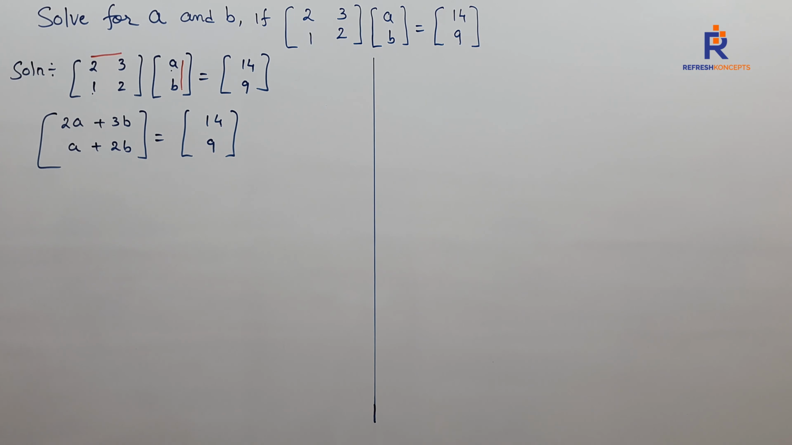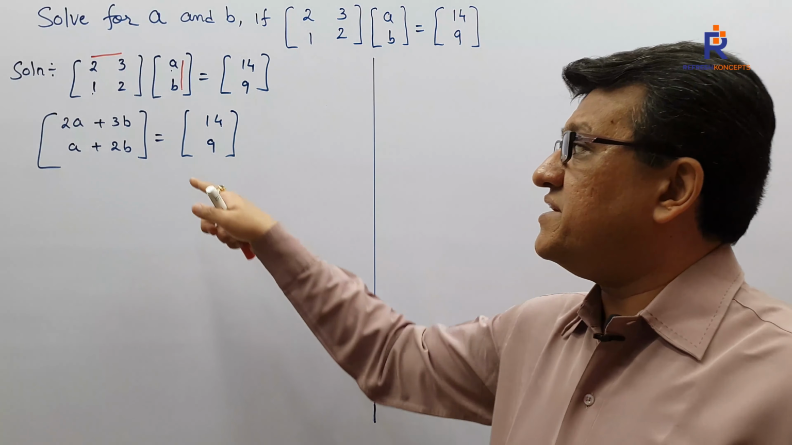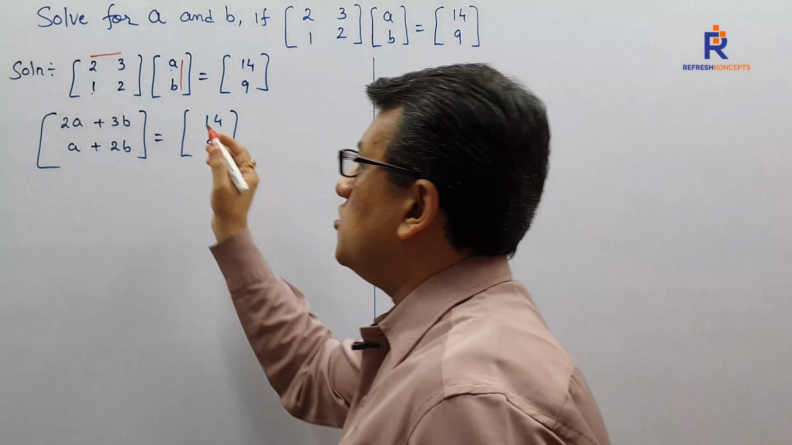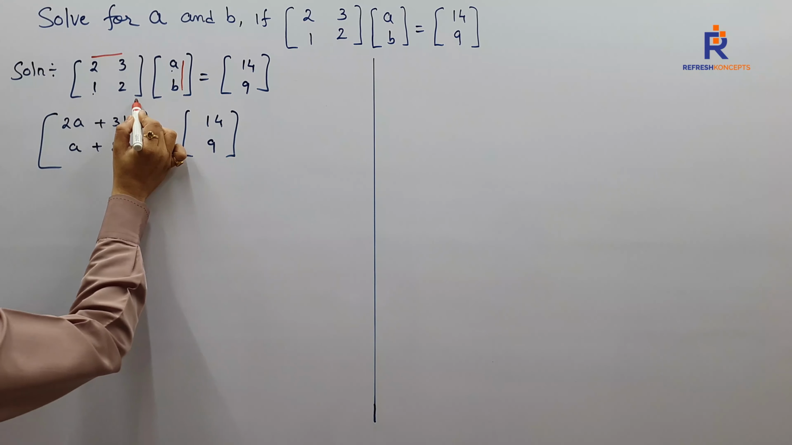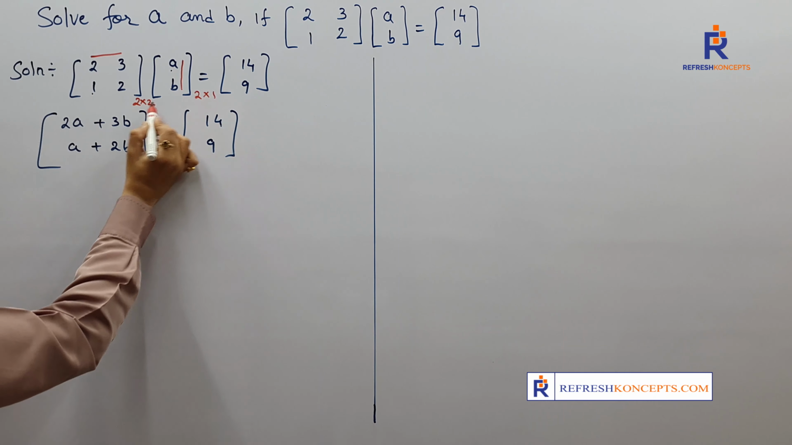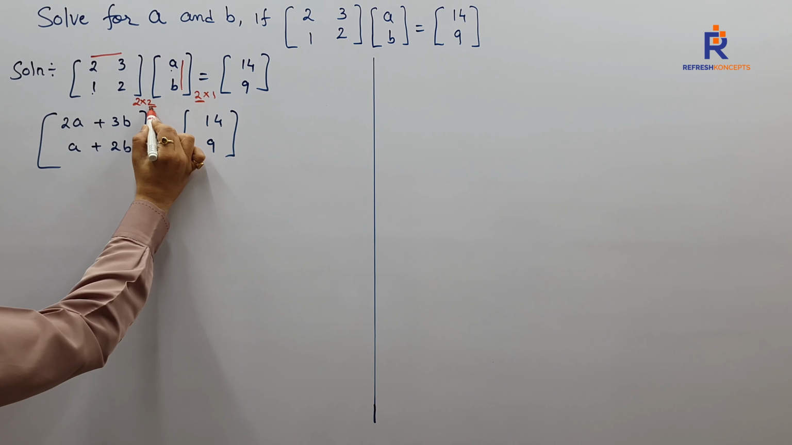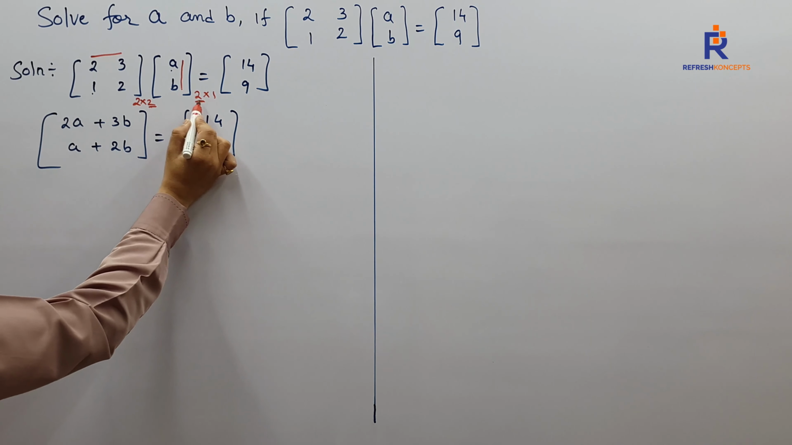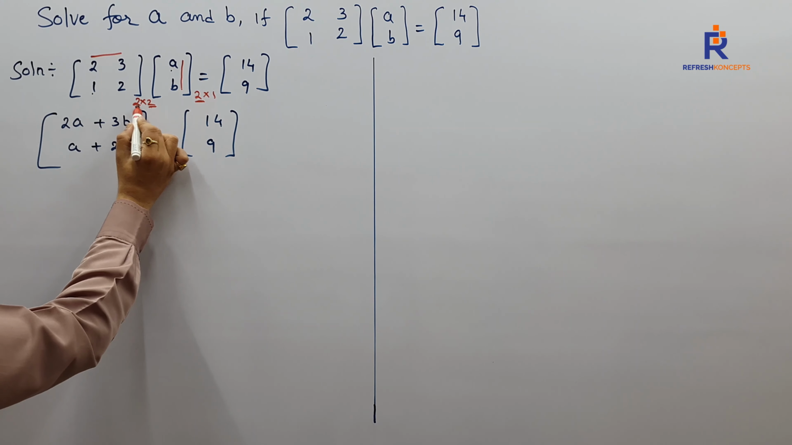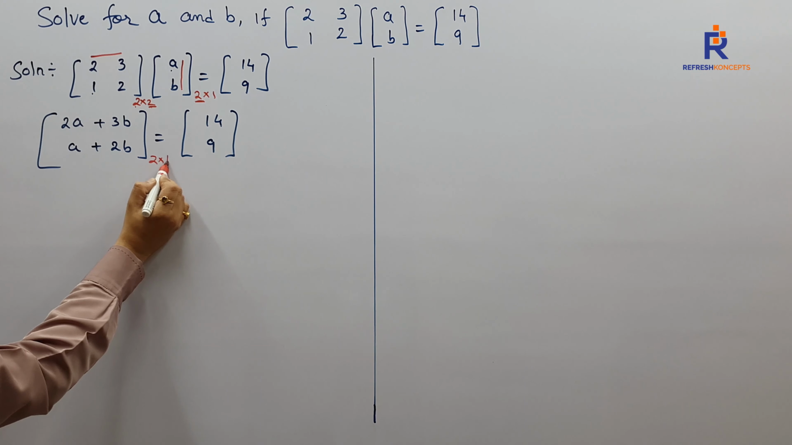Now those who have this doubt, what will be the order of the resultant matrix, as we have learnt earlier also. What is this matrix, children? This matrix is 2 by 2. What is this matrix? 2 rows and 1 column. So it's 2 by 1. Compatibility test is done. The first matrix's number of columns equals the second matrix's number of rows. So what should be the resultant matrix? The resultant matrix should be 2 by 1, and yes, we are having 2 by 1 as a resultant matrix.